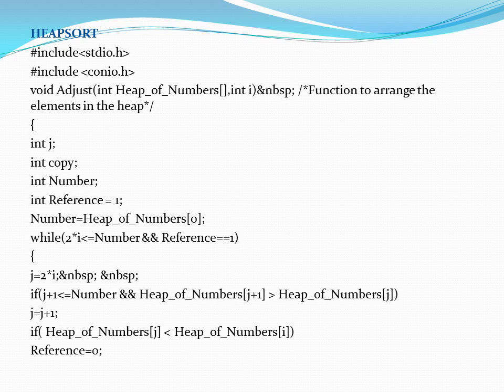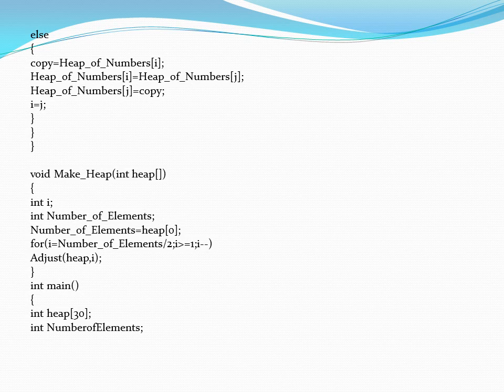If j plus 1 is less than number and heap of j plus 1 is greater than heap of j, then we will move the j pointer. If heap of j is less than heap of i, then we are setting the reference as 0. Otherwise, we are storing heap of i into copy, then heap of i equals heap of j. We are moving that value to the ith position and storing copy in the jth position. Just we are swapping the values, since in the max heap, the root node always contains the maximum of its children.